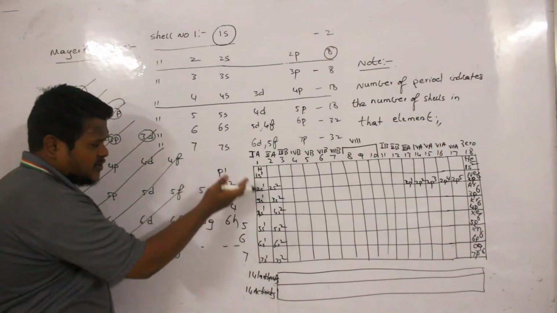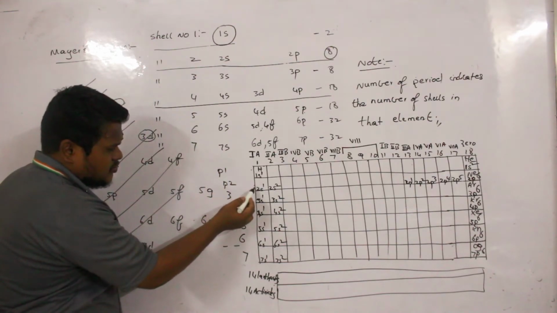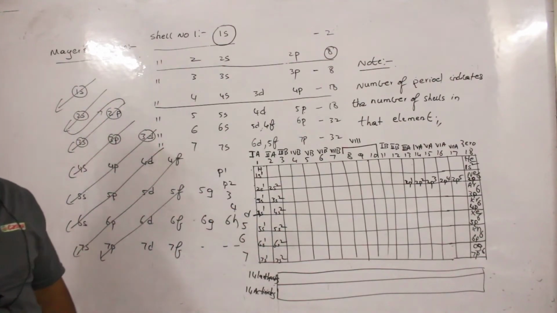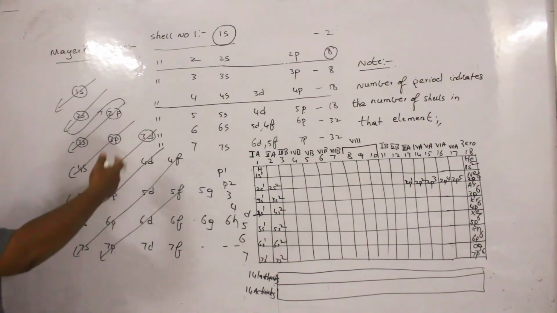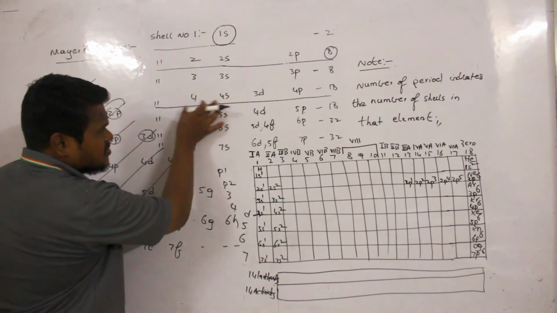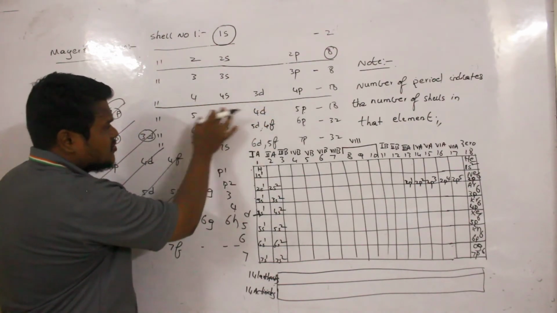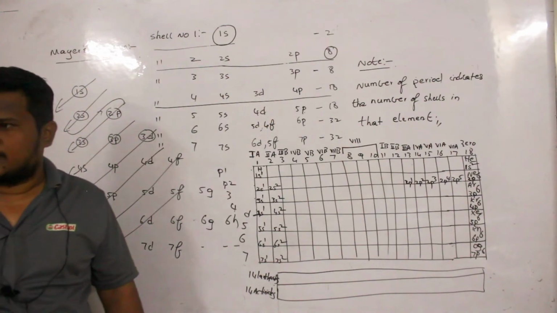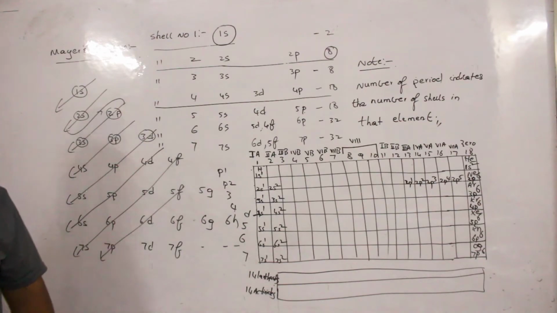So first of all, if you take period number 1, 2, 3, 4, from here I should start filling the D orbitals. Ade kada manaku, according to Aufbau principle, D has started from the fourth period only, no? So I should start filling the D orbital from the fourth period. Are you able to understand? Ekkadi nunchi start cheyali?